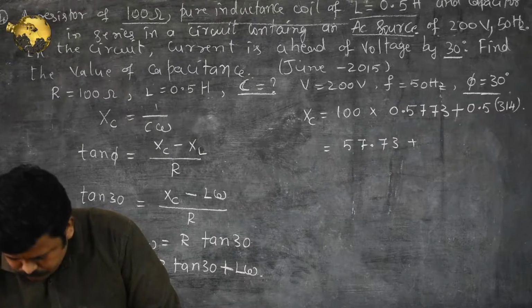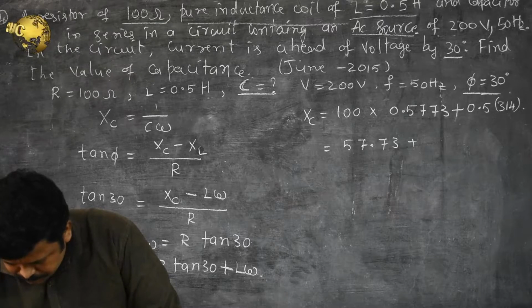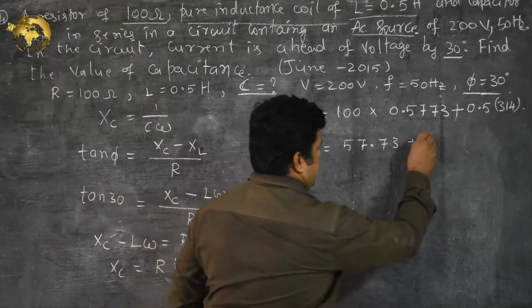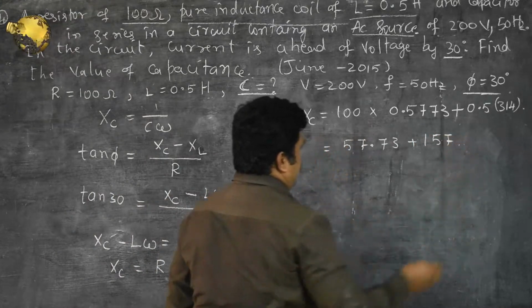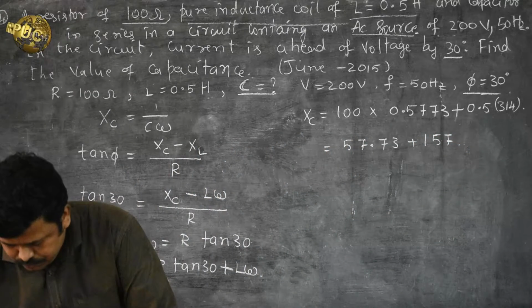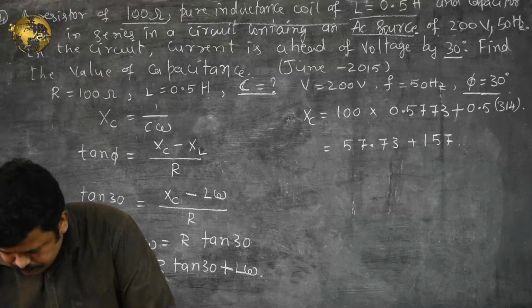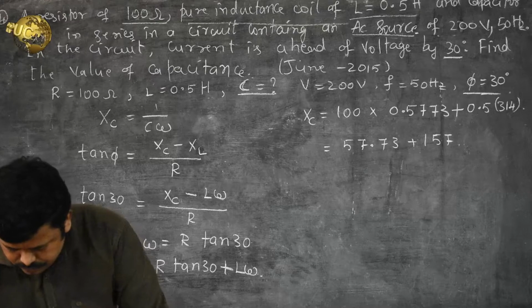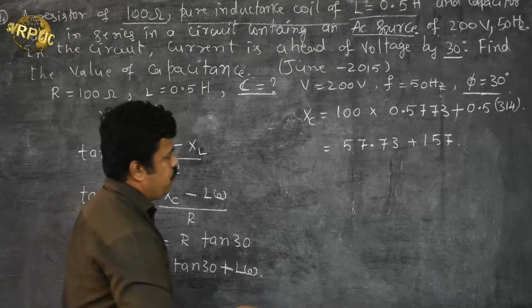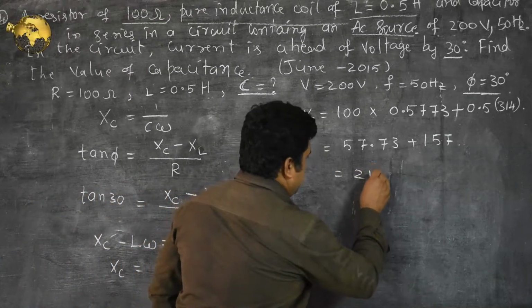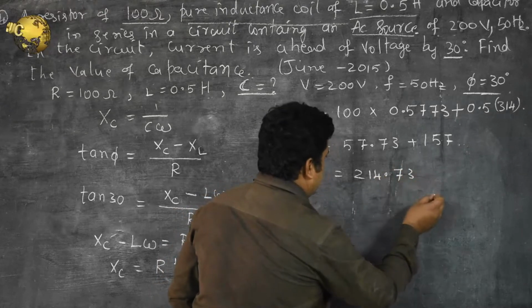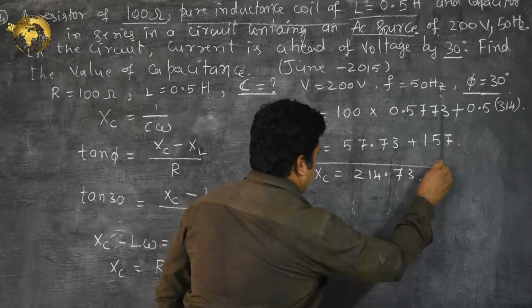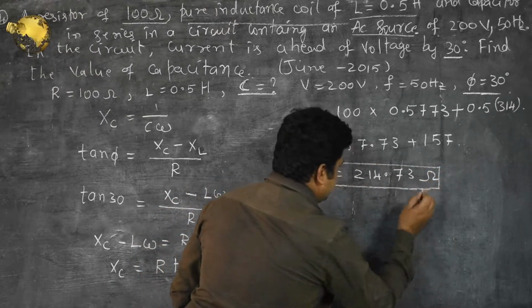Okay, 0.5 into 314 is going to be 157. So 157 plus 57.73 gives 214.73 ohm, because XC is the capacitive reactance.